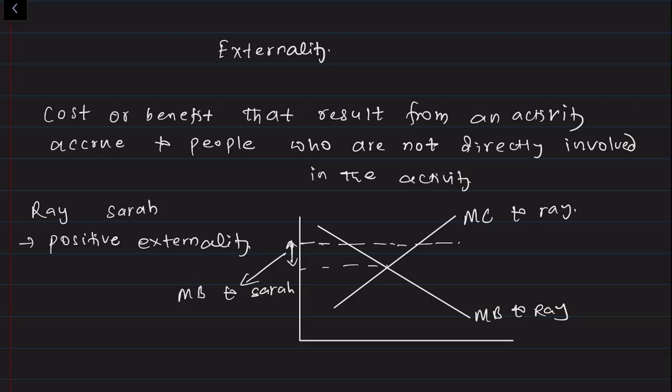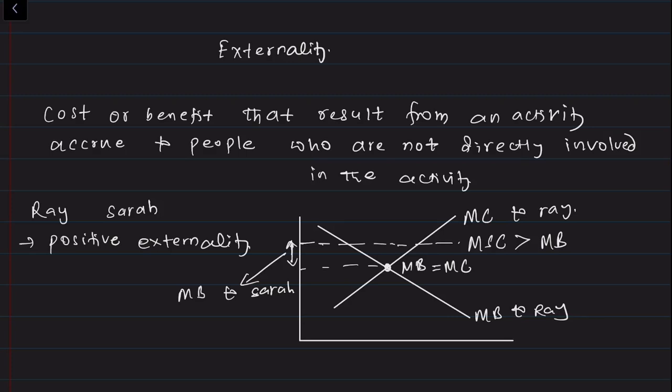Now when we combine the marginal benefit to Sarah and the marginal benefit to Ray, we get marginal social cost. Okay, and this equilibrium point is marginal benefit equals marginal cost. So this is marginal social cost, which should be greater than the marginal benefit to Ray, right? Because there is some additional benefit to Sarah, which is positive externality. So since marginal social cost is greater than the marginal benefit, Ray should practice more, right? But if he does not take Sarah's benefit into account, he will practice too little.